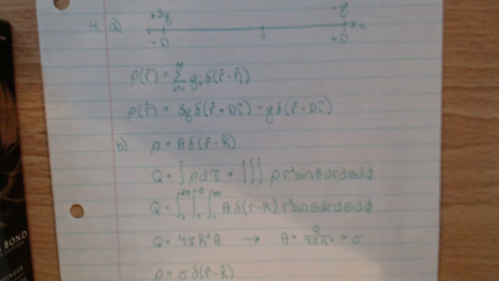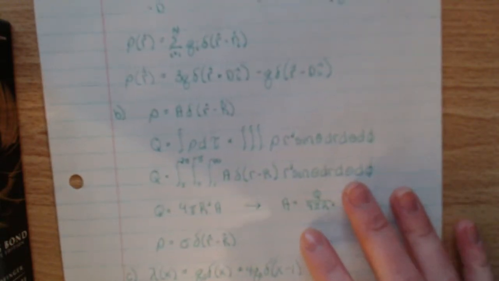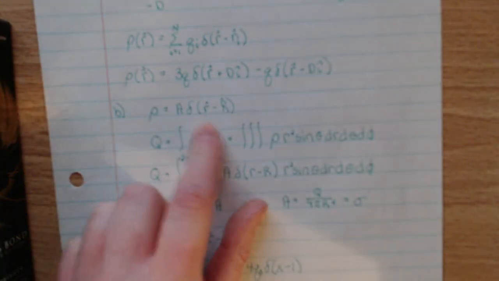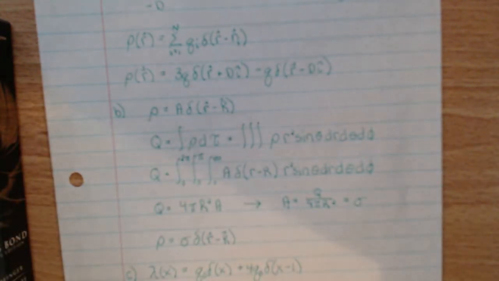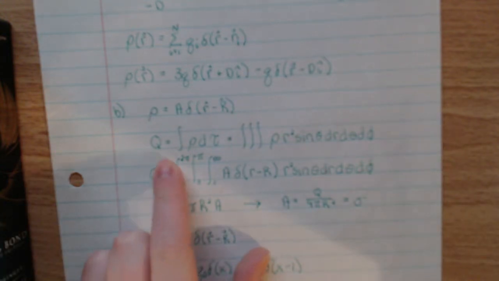For part B, we have a spherical surface of radius r and a uniform surface charge, and we want to find an expression for the volume charge density. So for part B, again, we have rho equals some constant a, and then the Dirac delta function for the radius, because we use the Dirac delta function for parameters that are infinitely thin, and this occurs in the radial direction for a shell.